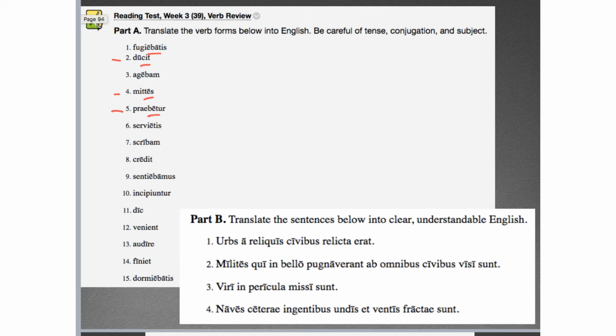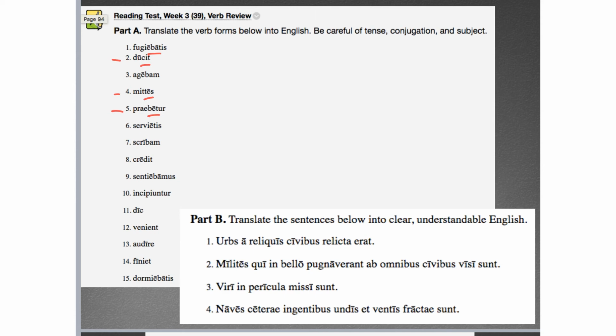You are not allowed to use translators. Okay, and then at the bottom, part B, you're translating sentences. Remember that they have to make sense in English. If they don't make sense in English, then they cannot be right. A good way to approach this is to read the sentence through. You can even read it out loud or read it in your head.